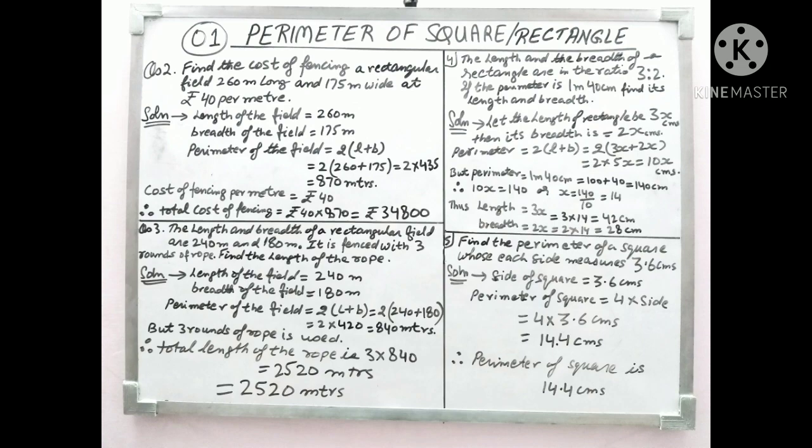See the method. We will write, let the length of the rectangle be 3x centimeter, then its breadth will be 2x centimeter. So the perimeter of the rectangle is given by twice of (L plus B), length plus breadth, right? So we will write twice of (3x plus 2x), which is twice of 5x, and finally we get 10x centimeter.